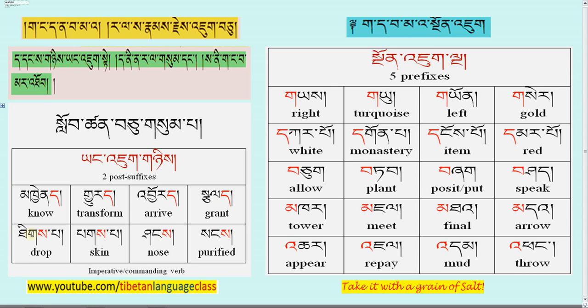Takigu, ti, kasa, tikba, tikba. Tikba means drop. Chutik means water droplets. Ba, kasa, bakba, bakba, meaning skin. Sha, ngasa, shang, nose. Sa, ngasa, sang, meaning purified. Okay, so these are the 8 different examples for each of these 2 post-suffix letters.